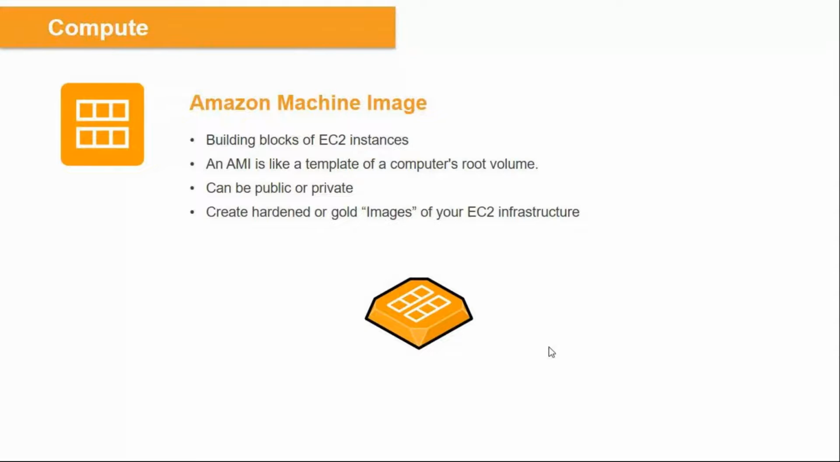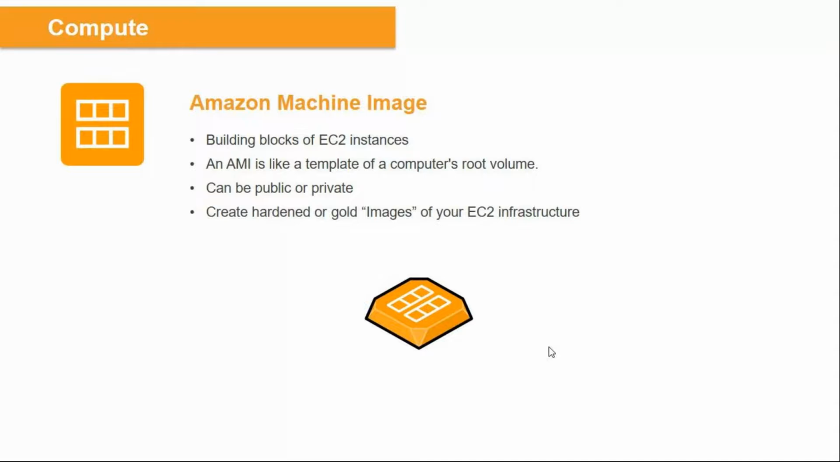As you can see, the building block of an EC2 instance is the AMI, which is like a template of a computer root volume, and can be public or private. Create a hardened or gold image of your EC2. AMI is like a kind of machine. You can also build your own AMI, or upload your own machine there. You can also transfer the AMI from one region to another region if you want to deploy that same machine to the other region also.